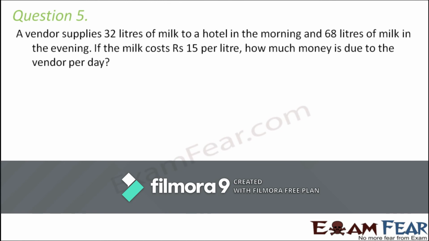Question number 5. A vendor supplies 32 liters of milk to a hotel in the morning and 68 liters of milk in the evening. If the milk costs rupees 15 per liter, how much money is due to the vendor per day? Okay, so every day the milk is delivered to the hotel 2 times. So in one day, once in the morning and once in the evening. So 2 times a day milk is being delivered.